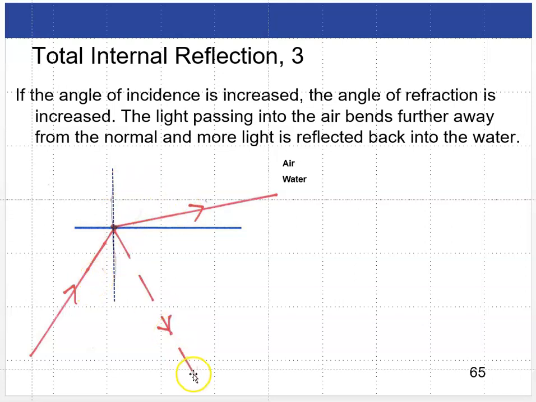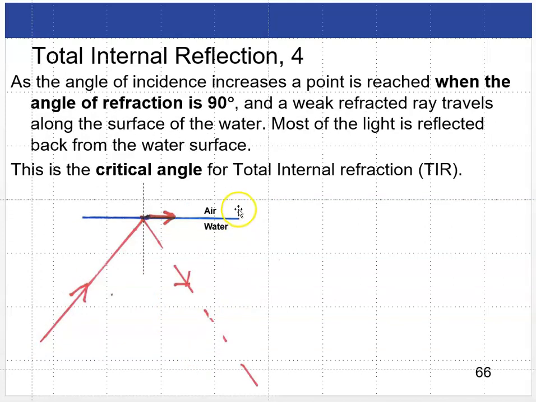Also, the angle of reflection will increase. Less and less light gets refracted, more and more light gets reflected. So this beam gets brighter and that one gets dimmer. Eventually, you reach a point where the angle of refraction, that's with respect to the normal, right here, is equal to 90 degrees. And that means the refracted beam is lying right under the surface. And most of the light gets reflected back from the water surface. This is the critical angle for total internal reflection. So it should say critical angle for total internal reflection.